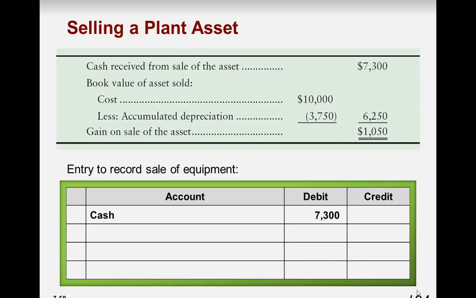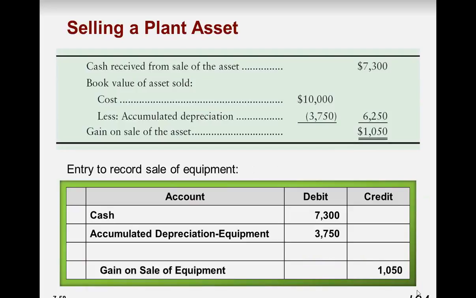So to record this sale, I got cash of $7,300. I have to take my accumulated depreciation off the books with a debit because I need to zero that out. My equipment, I need to credit for $10,000 to zero out the $10,000 in the equipment, and I record my gain as a credit because gains behave like revenue.